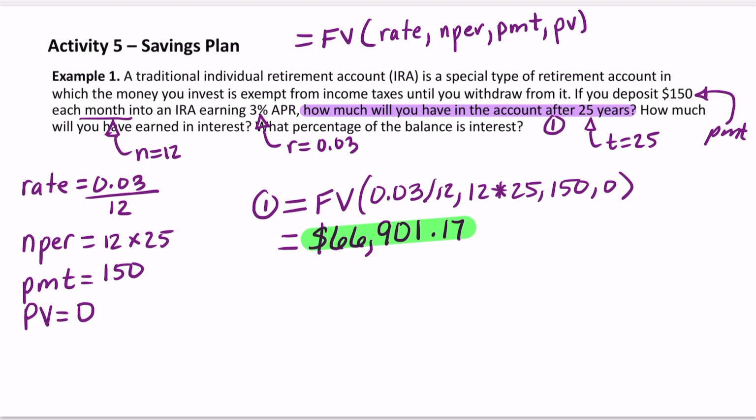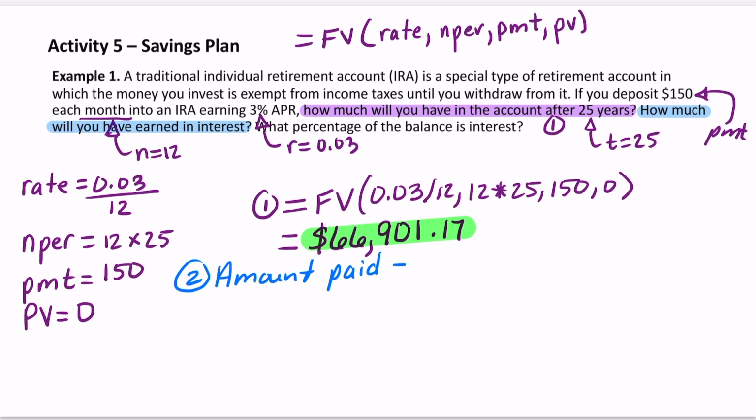The next thing it would like us to do is to determine how much will be interest within that account. So how much will we have earned for interest? Now, this is the amount that's in the account at the end of 25 years, but this amount is not all interest. We started with $0. We had to put money in the account in order to actually earn interest, and that was the $150 every month. And so we need to determine how much money did we actually put into the account.